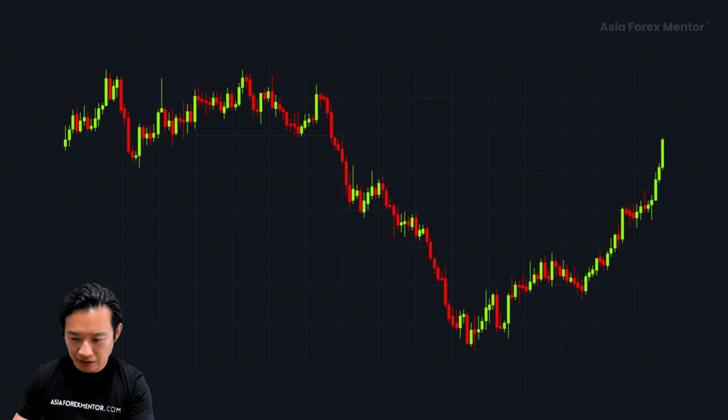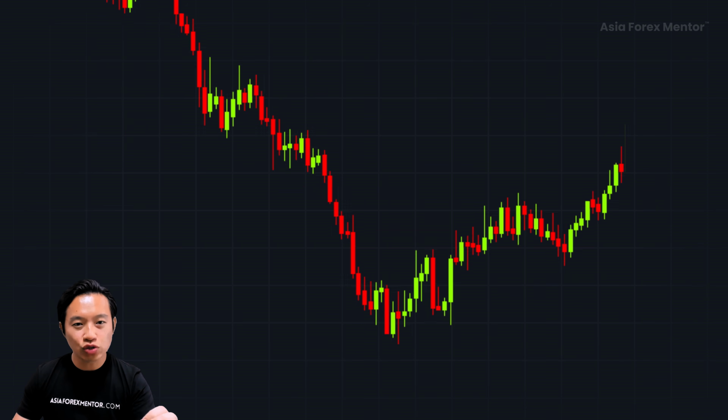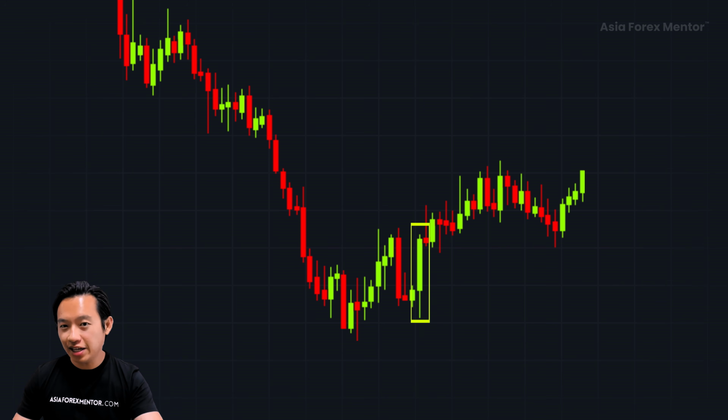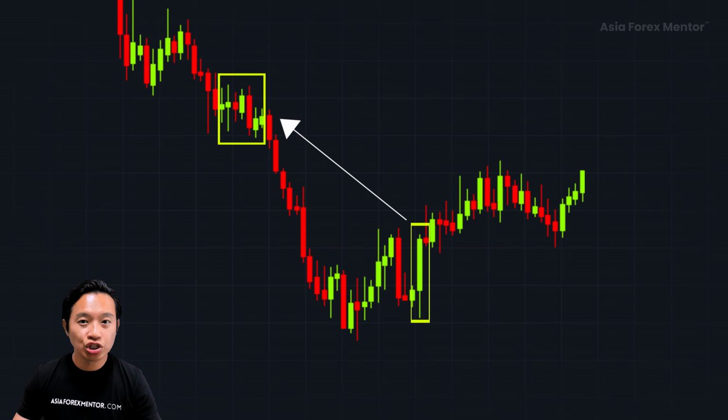Buyers start to come in. So you notice how big this candle is, right? It is significantly larger, correct? If you compare to the earlier trending move, which was lower down and smaller.